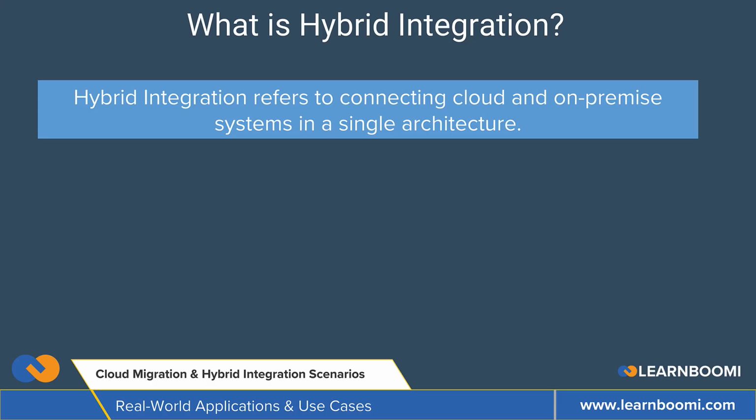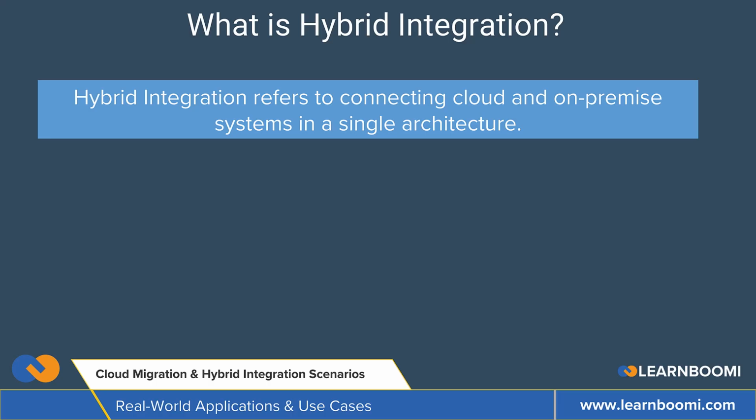Hybrid integration refers to connecting cloud and on-prem systems in a single architecture. Today, almost every enterprise runs a hybrid landscape because not all applications can be moved to the cloud, right? Legacy systems still need to connect with modern SaaS applications. Some data must remain on-prem for regulatory reasons. Performance sensitive workloads remain local. Multi-cloud strategies have also become very common.